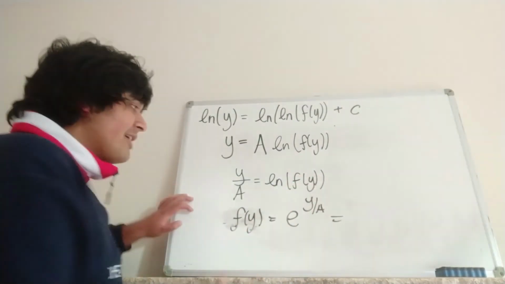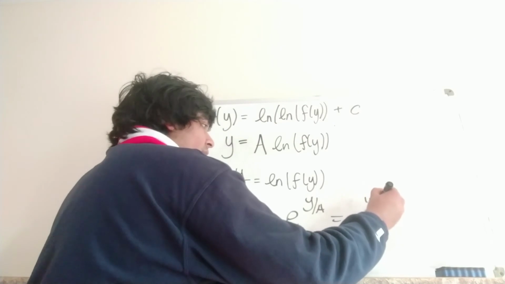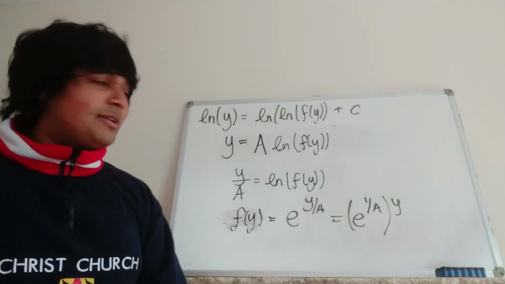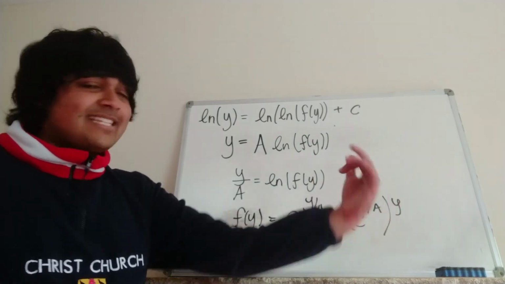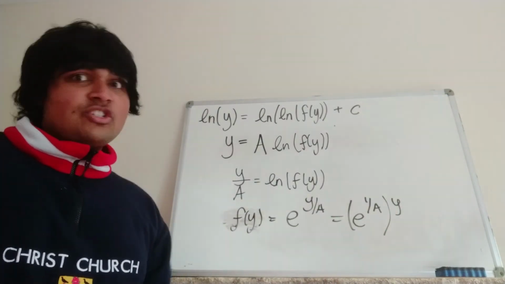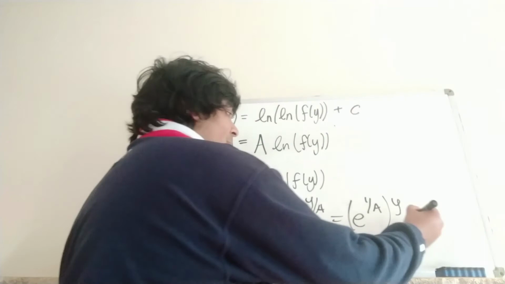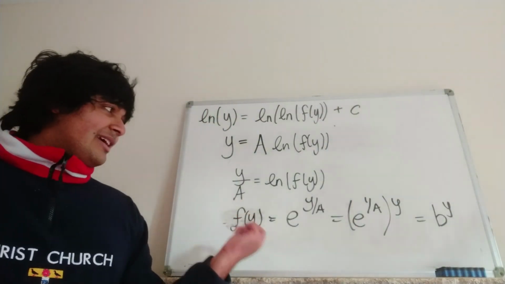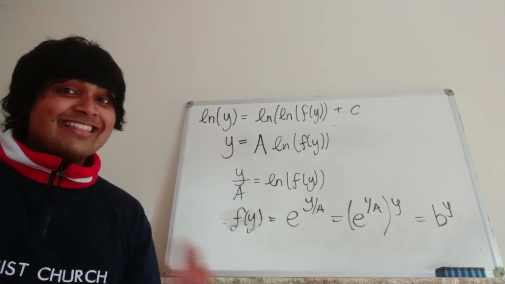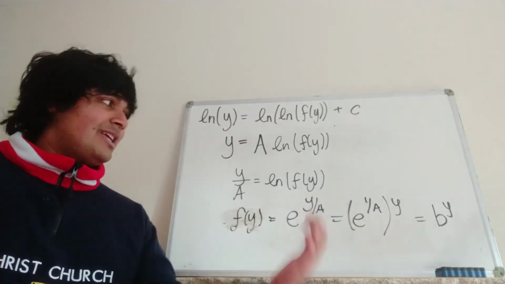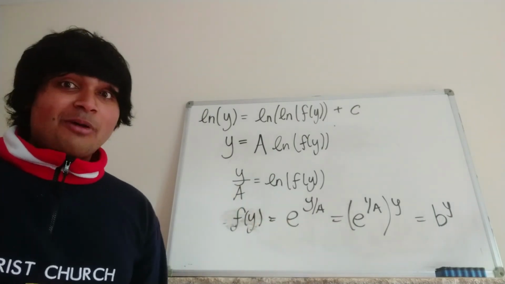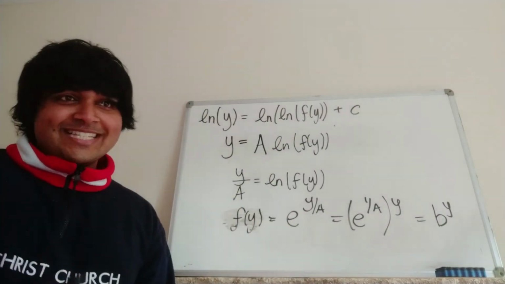But of course we can write this as e to the power of 1 over a, and then raise that to the y, just from exponent multiplication rules. But e to the 1 over a, again, we don't know what it is. It's just some positive constant, and we're going to call that positive constant b. Okay, so we get that f of y now is b to the power of y, and that's exactly how we wanted to write f of y, as some positive number to the power of y. And that concludes part 4. So that's the end of the step problem.